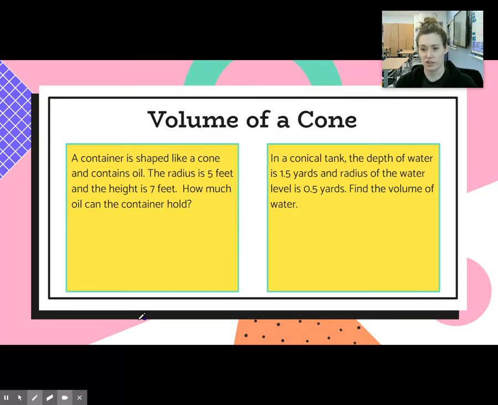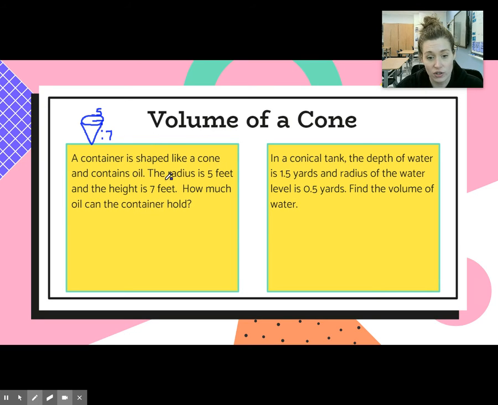Now, sometimes they won't actually give you the picture of the cone, and that throws people off. So let's look at an example where we just have the dimensions without the image. It says in the first example here that a container is shaped like a cone and contains oil. The radius is 5 feet and the height is 7. If it helps you to sketch a picture to visualize it, you can do that. You can draw a little cone and label that the radius is 5 feet and that the height is 7. If that helps you plug it into the formula, you're welcome to do that.